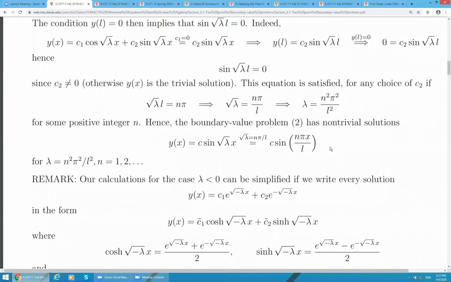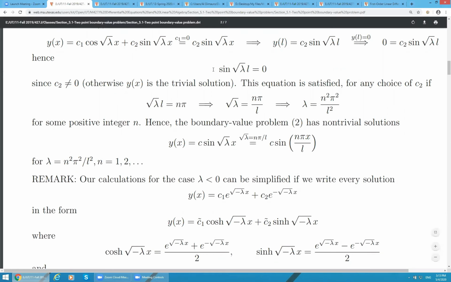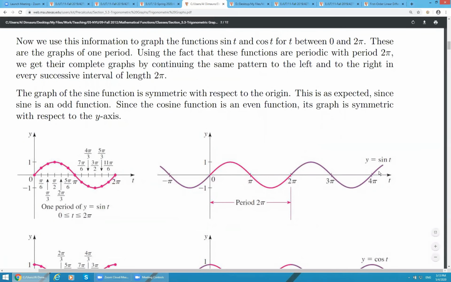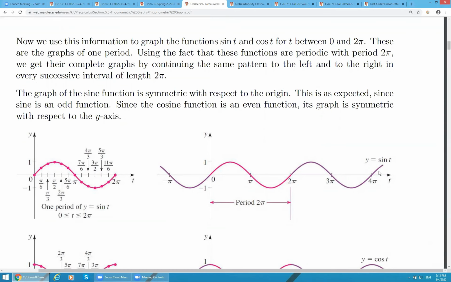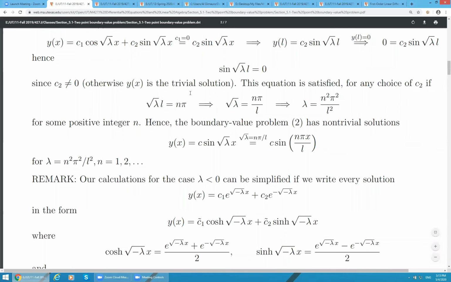Guys, any questions here? So in an actual problem, would L be just some number? L is some positive number. Thank you. Other questions? For these types of questions, is the square root of lambda always equal to n pi over L? Please take a look at this. Sine is equal to 0. And looking at the graph, sine is equal to 0 only if the input is an integer multiple of pi. So there is no escape. This is the input. The input is square root of lambda L.